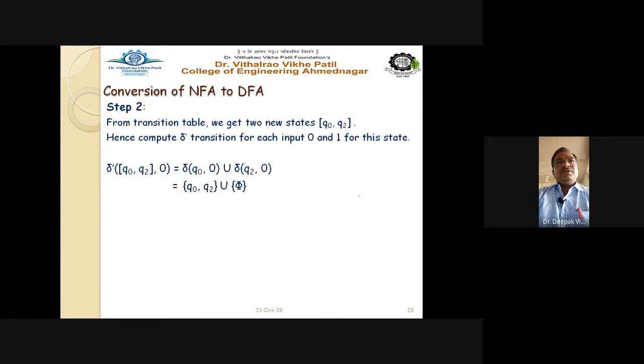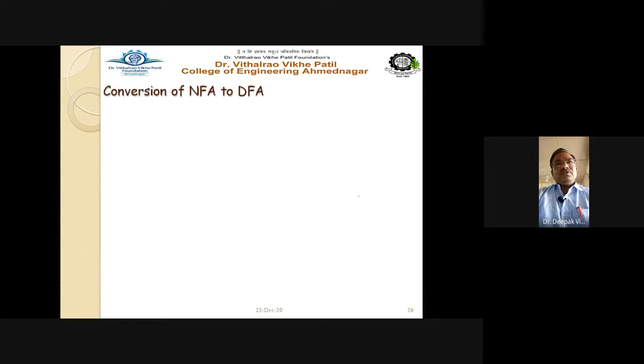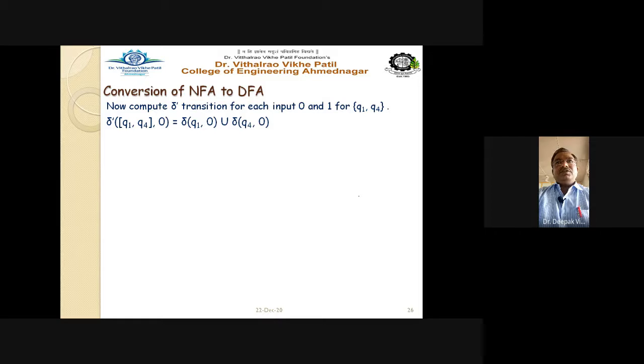From the transition table, we get one new state, that is q0, q2. So hence compute the delta dash transitions for this state q0, q2, the same state we are getting here. And on one input symbol, we are getting q1, q4. That is nothing but one new state generated. So we have to find out the transitions for this newly generated state q1, q4.